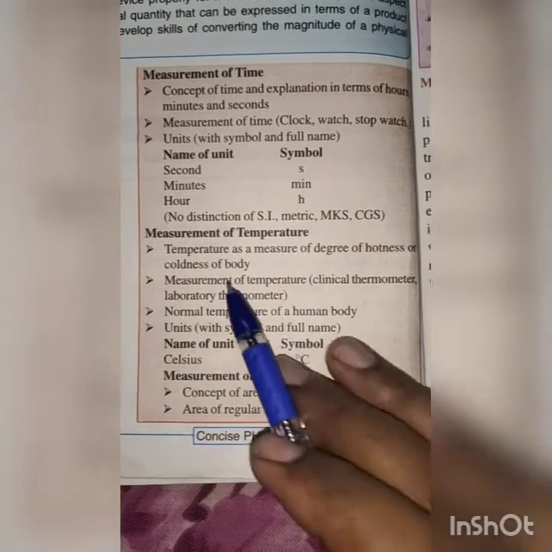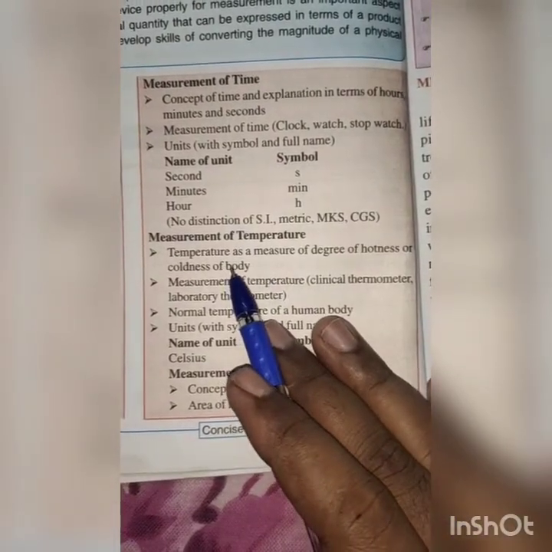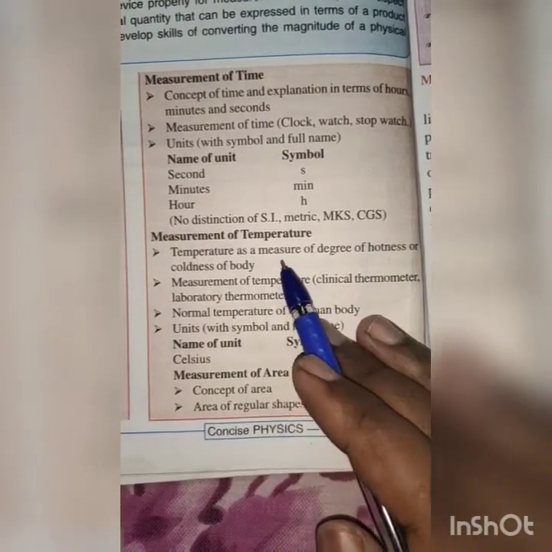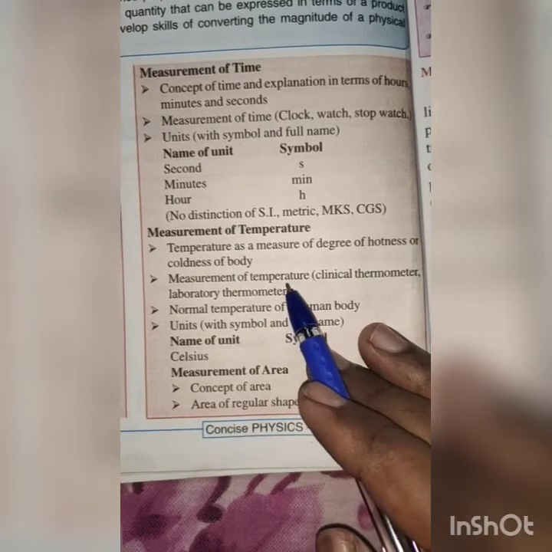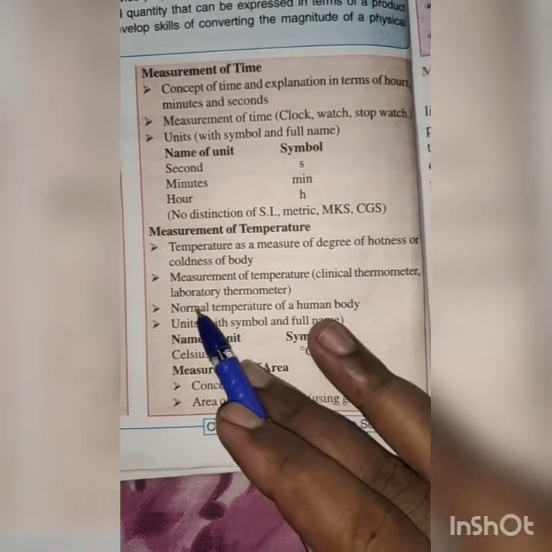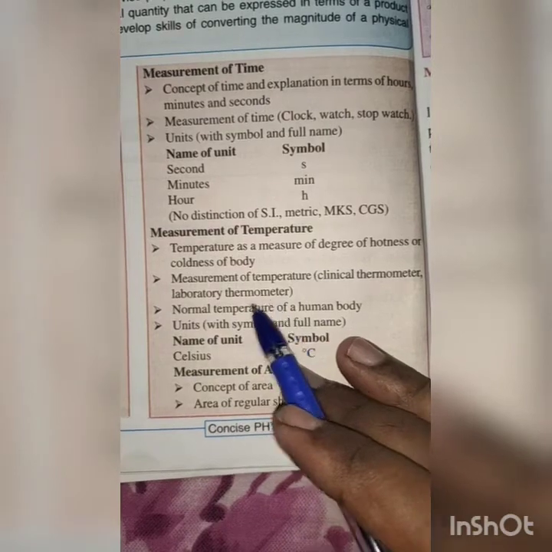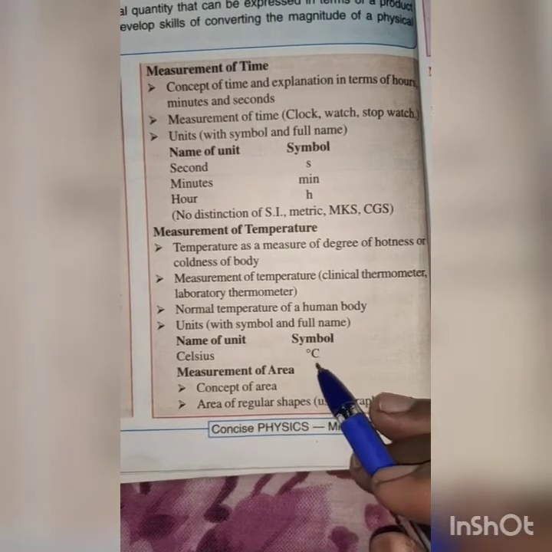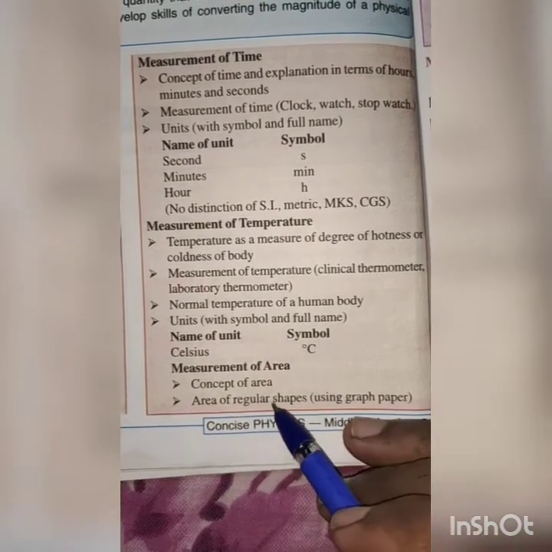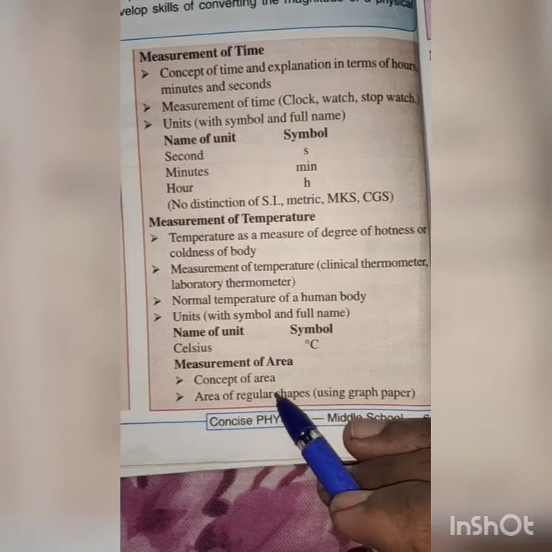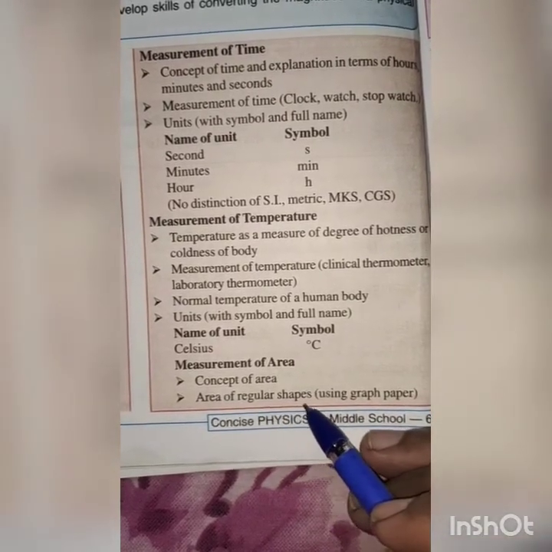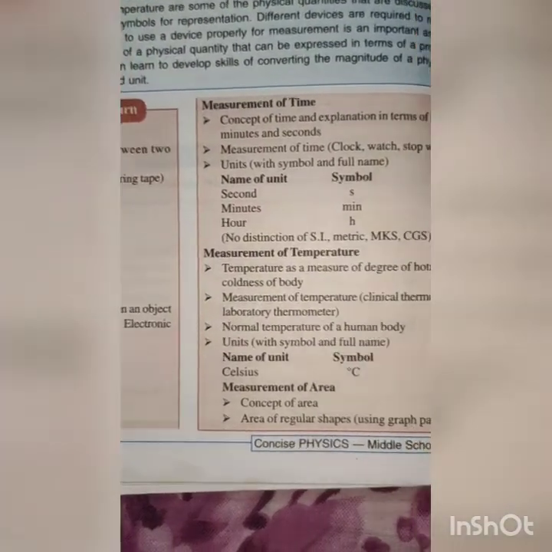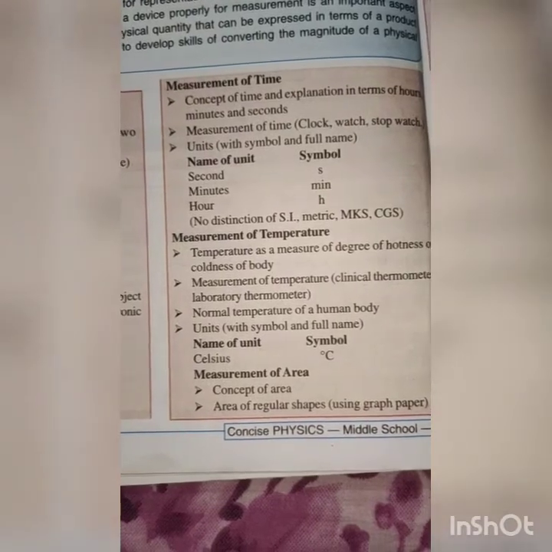Then see, measurement of temperature. We will study temperature as a measure of the degree of hotness or coldness of a body. This is called the temperature. Then measurement of temperature with the help of a clinical thermometer and laboratory thermometer, and the normal temperature of a human body. Then the unit is Celsius, which we symbolize as degree Celsius. Then we will study the concept of area of regular shapes using graph paper. So these are the basic things that we are going to study in this chapter.